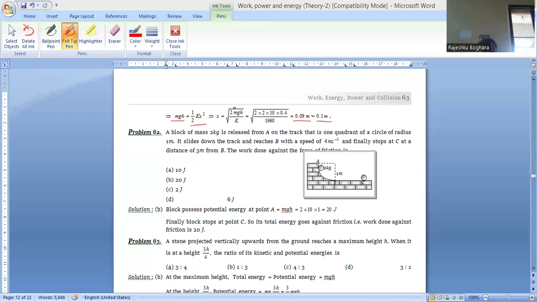first resistive force is R, also opposite direction, pseudo force ma. Okay, means total force is equal to R plus ma, but power is equal to force into velocity. So here we take force is equal to R plus ma and velocity is equal to v. So power is equal to (R plus ma) into v. Okay.